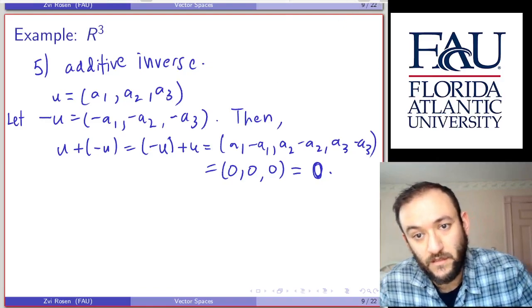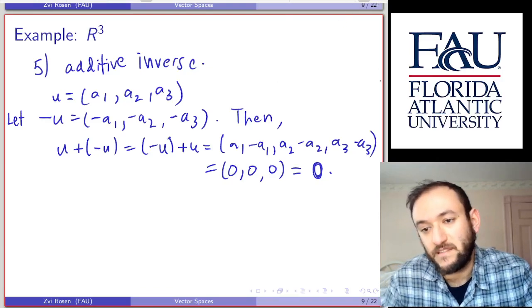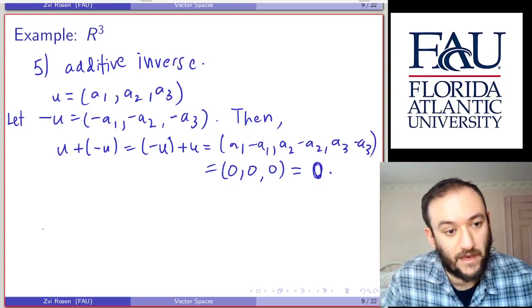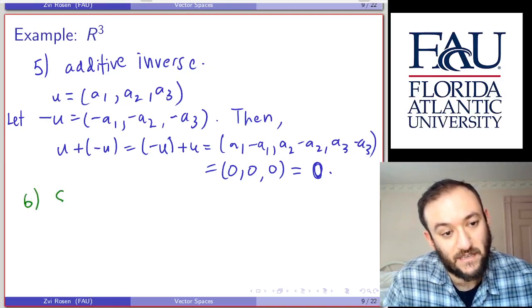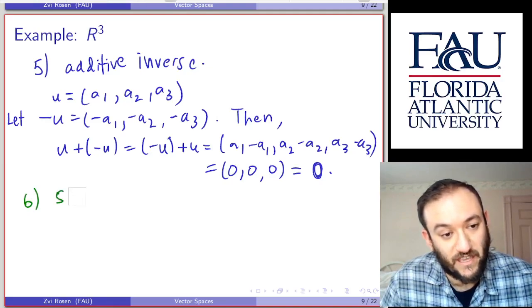Okay? Great. Now let's think about the scalar multiplication axioms. So if we start with 6, closure under scalar multiplication.